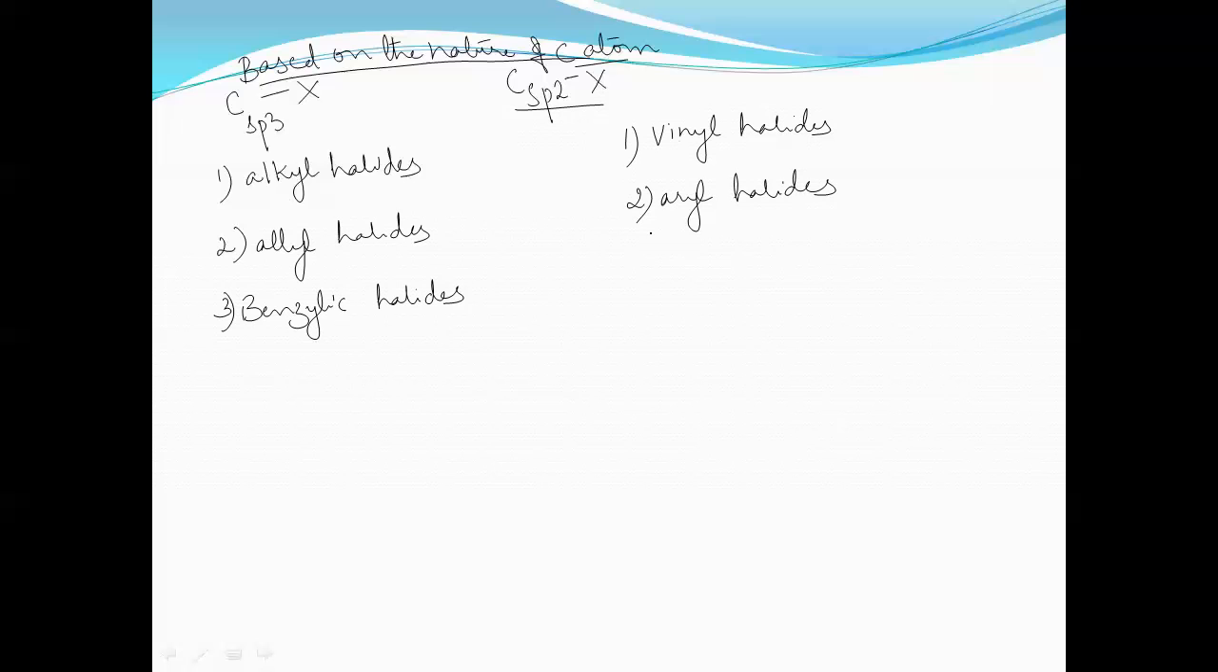Let's look at each of them in detail now. When we look at the class of alkyl halides, the first one is alkyl halides, where the carbon is sp3 hybridized. So let's remember this: the carbon is sp3 hybridized where the halogen is attached. So simply, these are also called haloalkanes. They can be designated as R-X.